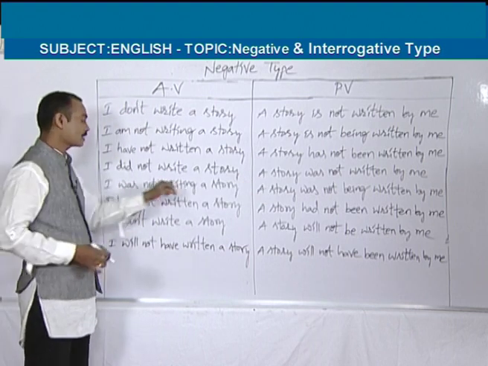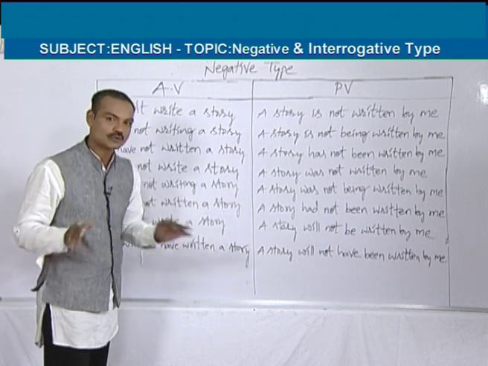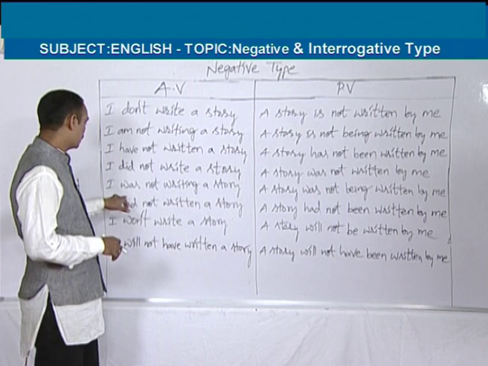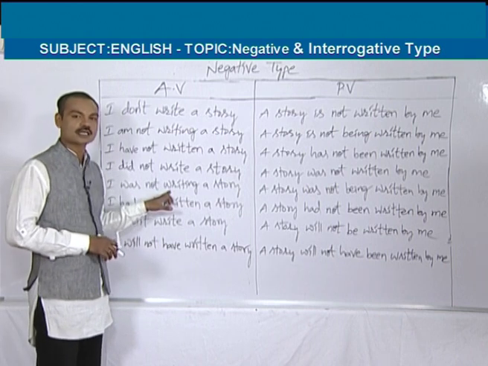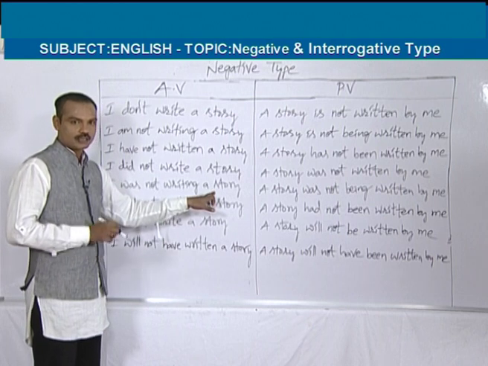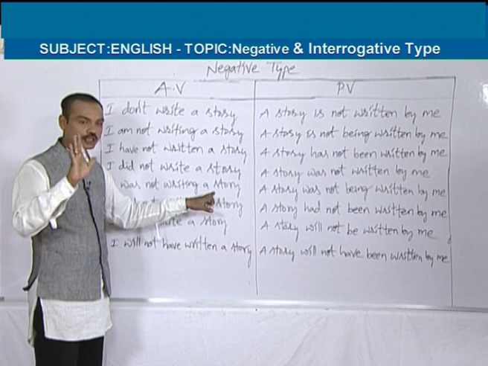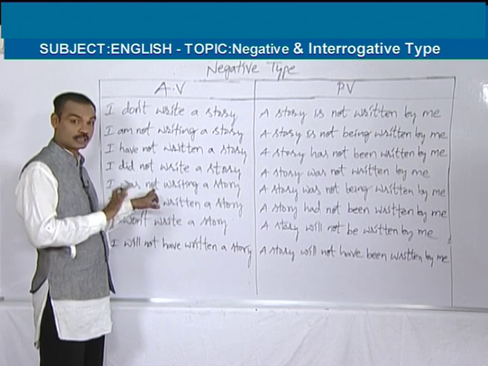If the active voice starts with I, the passive voice should end with me. So, like that. Friends, let us see another tense, that is past continuous tense. I was not writing a story. It is a sentence which has been given from past continuous tense. How can you find out it is a past continuous sentence?